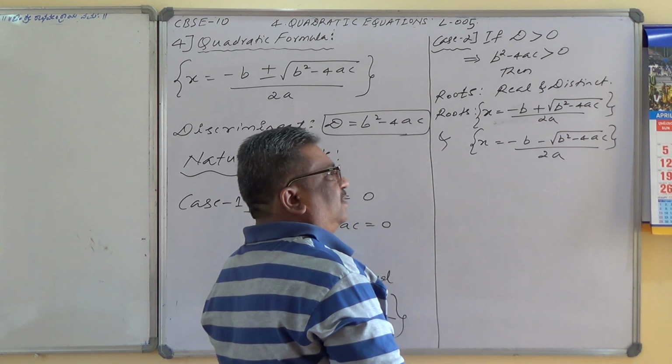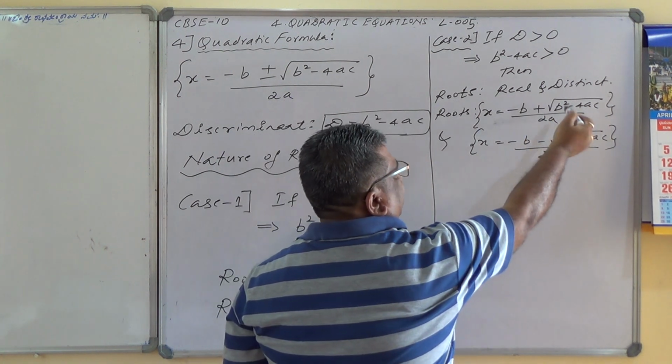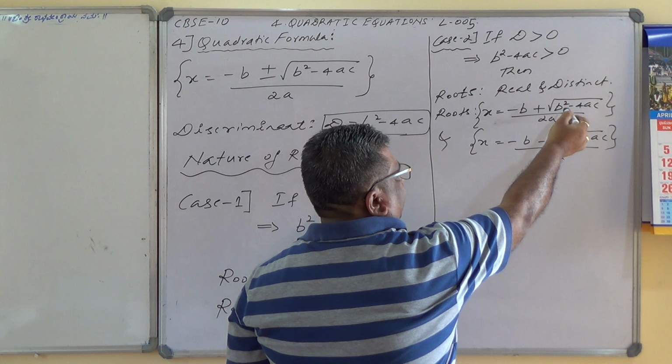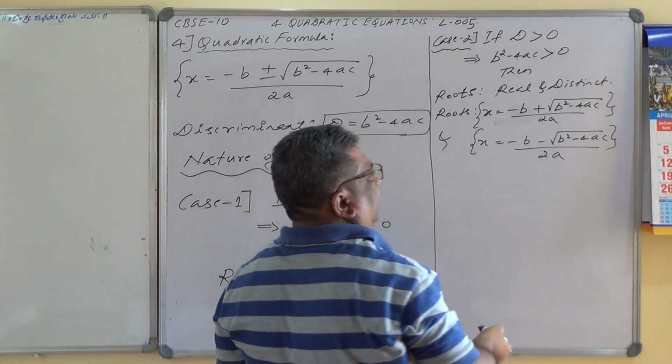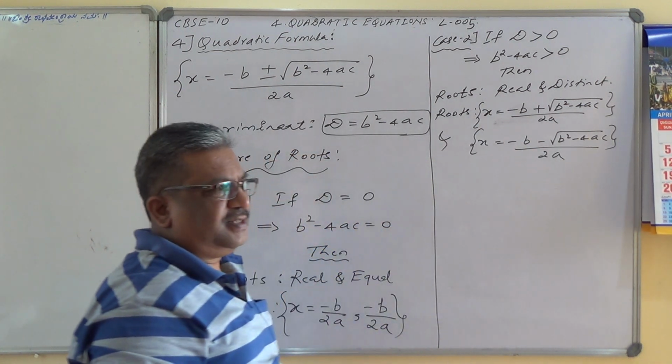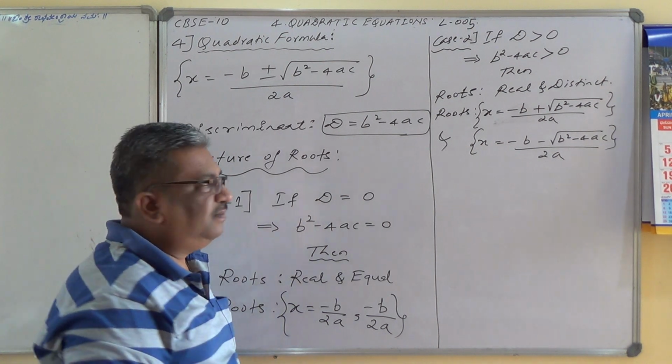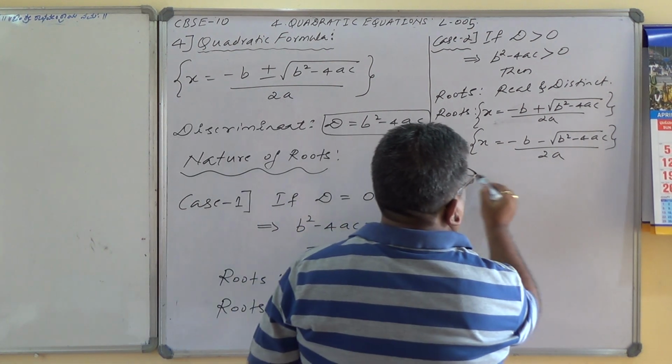Will it be different values? Yes. Here we are adding this entire term, and here we are subtracting this term. Therefore, there exist two values for x, but which are distinct.